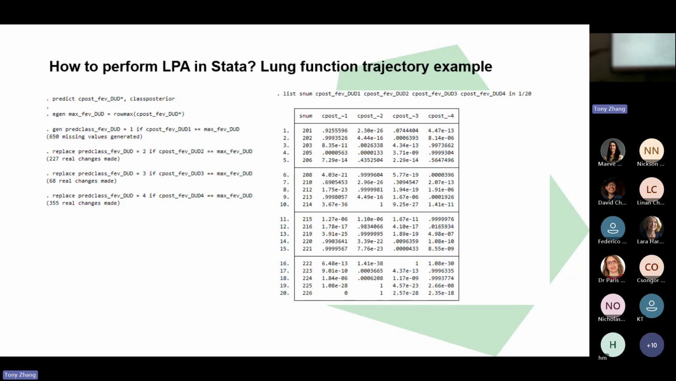For observation number 5, study member 206, the probability of belonging to class 2 is 43%, and the probability of belonging to class 4 is 56%. So this person will be assigned to class 4. So the person will be assigned to the most likely class. But if we compare observation 5 to observation 1, the separation for observation 5 is not as clean as the separation for observation number 1.